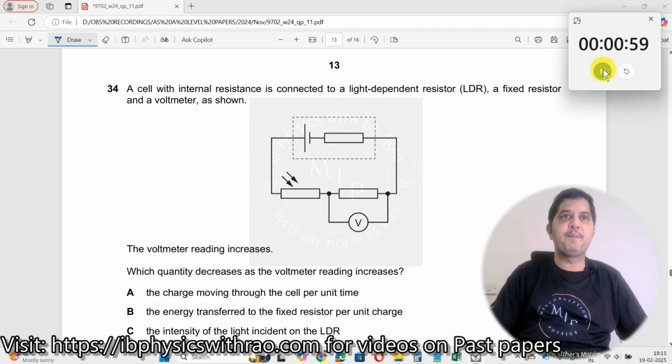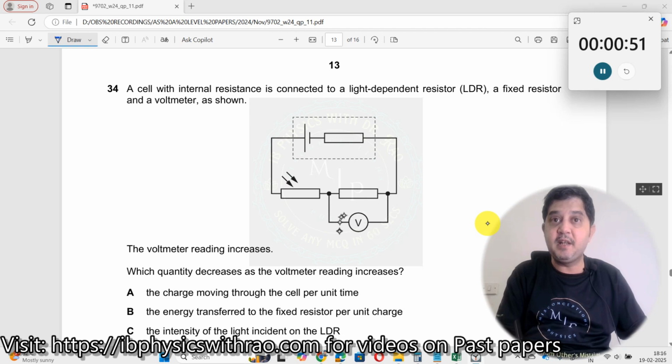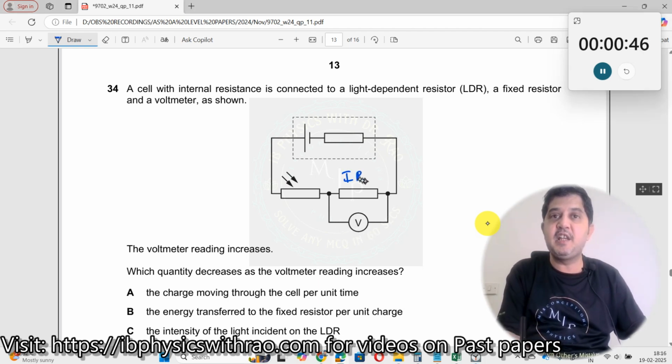Question number 34. A cell with internal resistance is connected to an LDR, a fixed resistor and a voltmeter. The circuit is shown. The voltmeter reading increases. When does the voltmeter reading increase? It increases when this I into R increases.